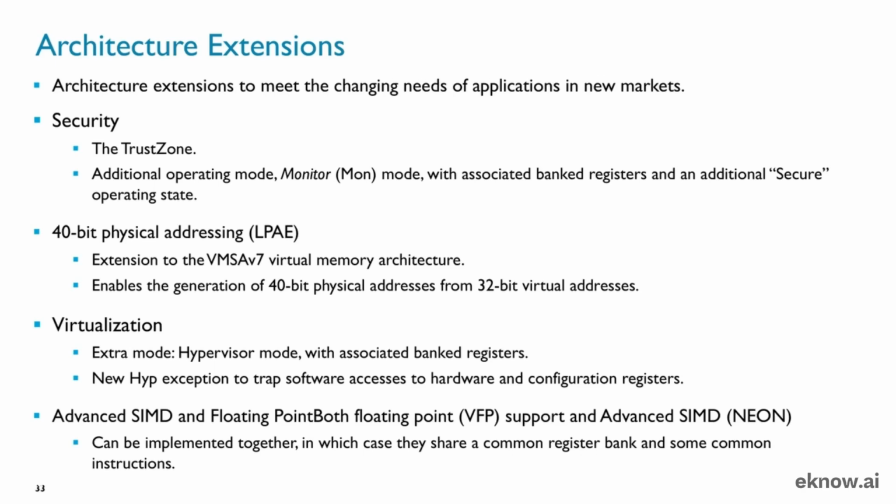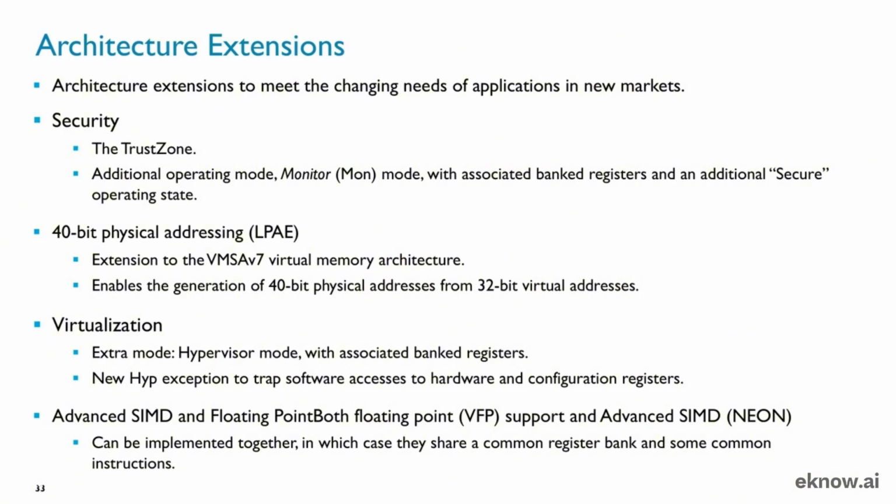ARMv7-A has an extension to the virtual memory system. It allows the processor to translate a program's 32-bit virtual address into a 40-bit physical address. This means the system as a whole can support up to 1 terabyte of physical RAM, even though any single application is still working within its 4 gigabytes virtual address space. It's the job of the operating system to manage this larger physical memory pool.